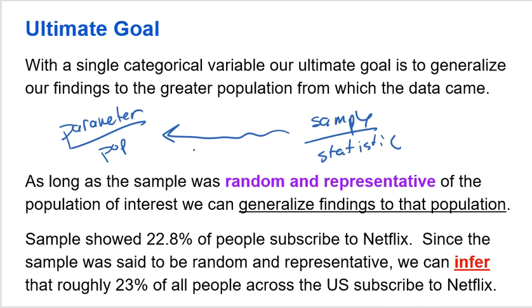So here's an example of me actually doing that in relation to the previous problem. Our sample showed 22.8% of people subscribed to Netflix. Since that sample was random and it was representative, at least I was told it was, I could infer that roughly 23% of all people across the US subscribe to Netflix. Do I know that to be a guaranteed fact? No. That's why I threw the word roughly in there. That's why I actually rounded it to 23%, because I'm still not sure it's guaranteed. But because it was random and representative, it should be very close to that population parameter, so I could generalize that to being something that I would imagine is probably pretty close to what's true for all people across the US.